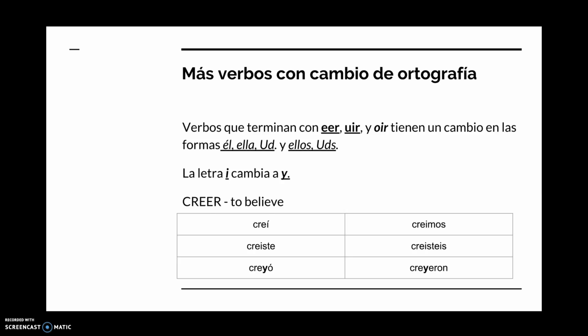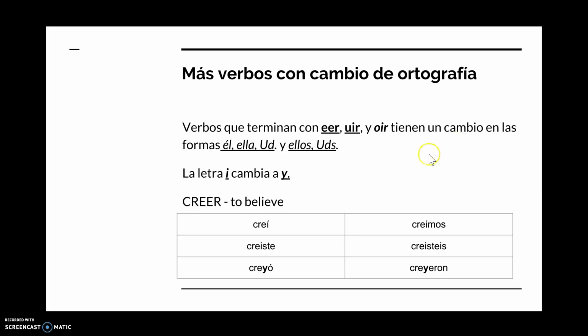You'll notice that in the él/ella/usted form and the ellos/ustedes form, the letter Y, where it's changed to the Y, is bold-faced for you. So if you want to underline it to make sure that it attracts your attention, if you need to look it up, please make sure that you do so. So we have creer, to believe, creí, creíste, creyó, with the I changing to a Y in the ending, creímos, creísteis, and creyeron.